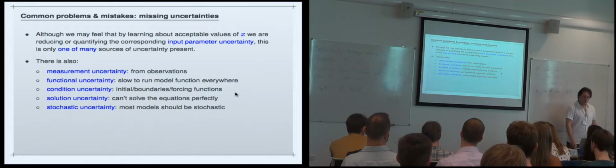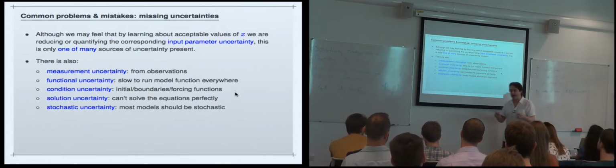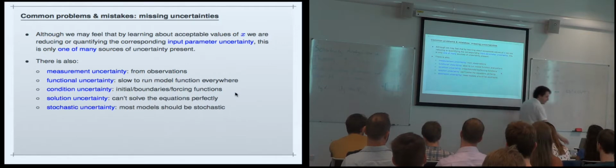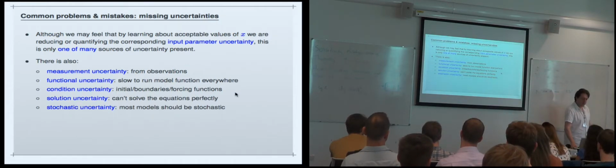Stochastic uncertainty. Most models should be stochastic. That's a very general phrase. But there's always stuff in there that you've assumed to be fixed, which really you don't know, and you could noise up. Again, that's another example of what Tim was talking about this morning. But the big one, really, is this last one.